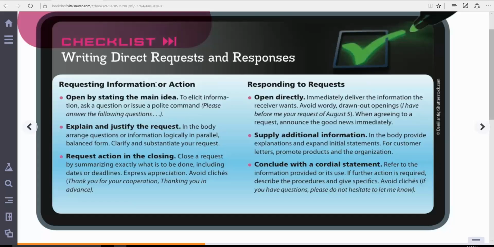If you're requesting information or action, you open by stating the main idea, explain and justify the request. Here's where you do it at. Request the action in the closing. Request by summarizing exactly what's to be done, including dates or deadlines. If you're responding to a request, open directly, immediately deliver the information the receiver wants, supply additional information, and conclude with a cordial statement, which is polite.